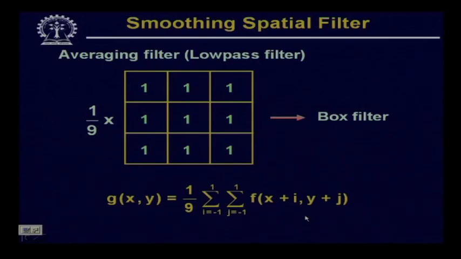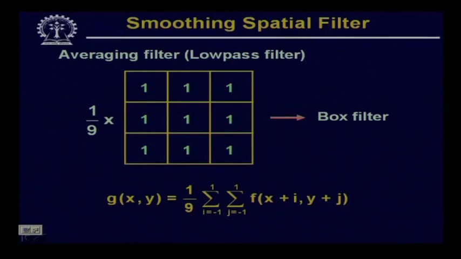Again, here we are showing a 3 by 3 mask, and you find that all the coefficients in this 3 by 3 mask are equal to 1. And by going back to our mathematical expression, I get an expression of this form, that is g x y equal to 1 upon 9 into f x plus i y plus j, take the summation over j equal to -1 to 1 and i equal to -1 to 1.